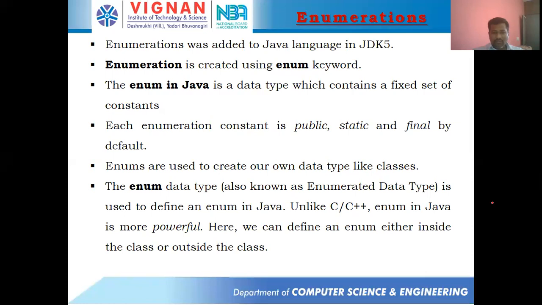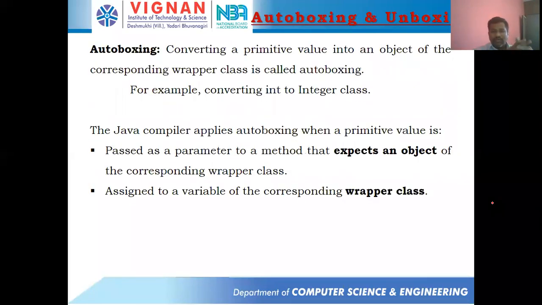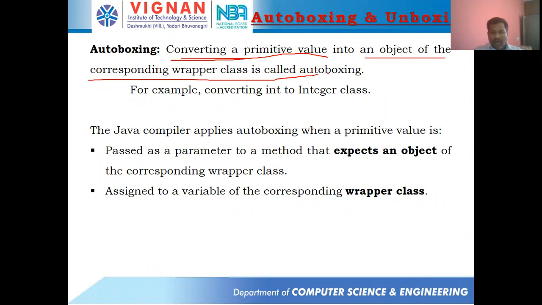Enum is just like what we have in C, but there are a few differences. I will discuss it tomorrow. Now let's enter into the concept called boxing, autoboxing and auto-unboxing. Autoboxing means converting a primitive, that means your int a, into an Integer object. Converting a primitive value into an object of the corresponding wrapper class is called autoboxing. For example, converting int to an Integer object. That is the wrapper class, that is autoboxing.